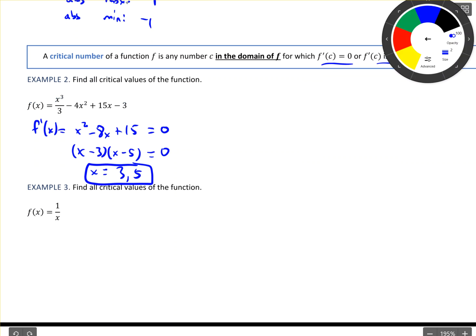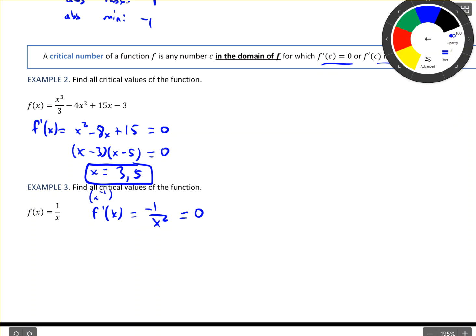Example 3, find the critical values of this function. So if I look at this, f prime of x is equal to -1 over x squared using the power rule, right? We're thinking of that as x to the -1. So the -1 comes out in front, becomes a -2. So I get that.